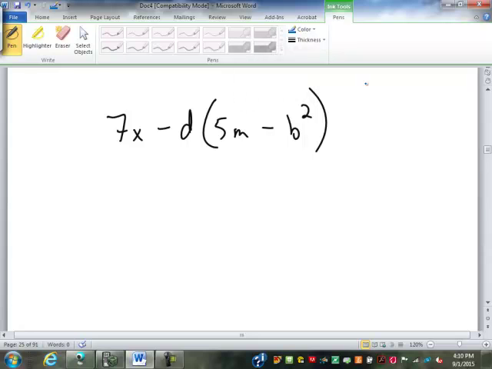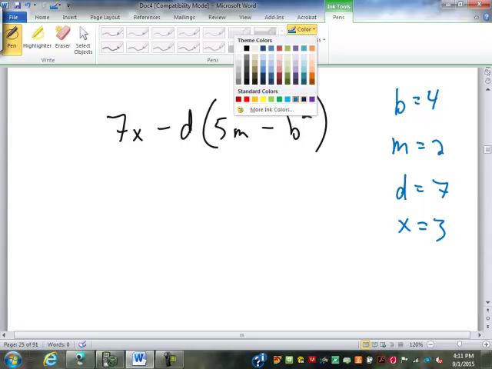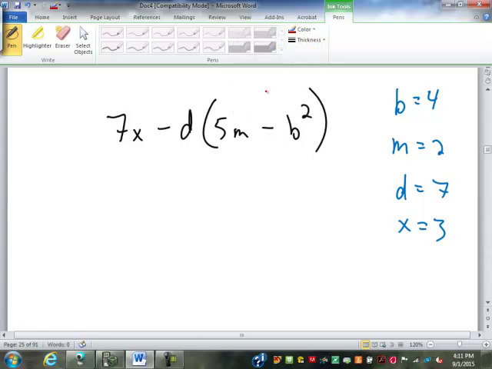Now we look at that. Right now there's absolutely nothing we can do there because we don't know what those letters B, D, M, and X stand for. But if I tell you that B equals 4, and M equals 2, and D equals 7, and X equals 3, now we can go about solving or evaluating this. The command we would give would generally be evaluate, to get a value for this. And what we have to do is replace each of those letters with the number it represents.